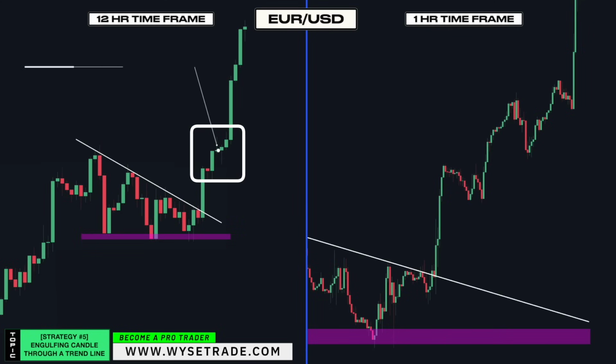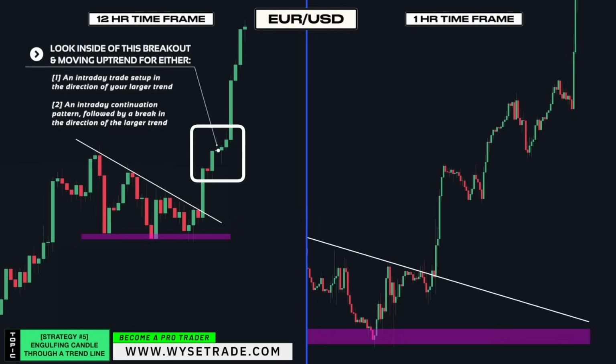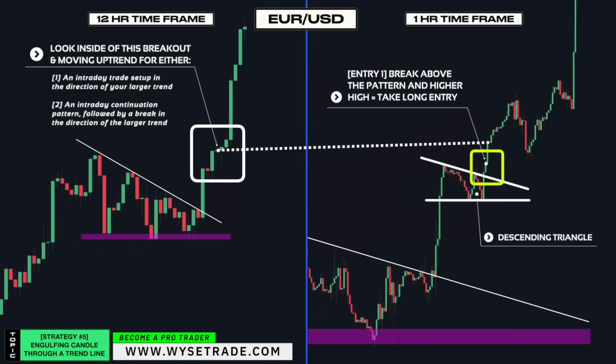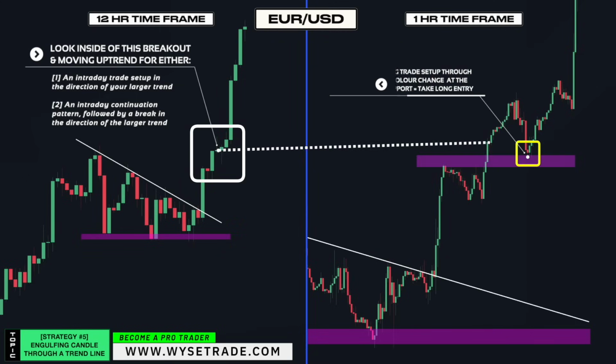You need to again look inside of the moving trend for either an intraday trade setup in the direction of your larger trend, or for an intraday continuation pattern followed by a break in the direction of the larger trend. So, when looking inside of the trend, but on the lower 1-hour intraday timeframe on the right, continuation entry 1 was here, through the descending triangle pattern followed by a break above the pattern and higher high. Continuation entry 2 was here, through the pullback to the new intraday support level with 2 reversal points.